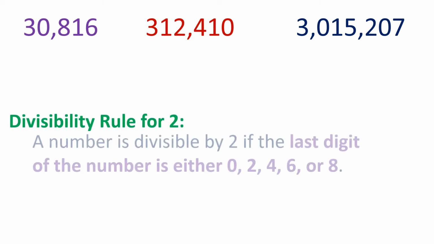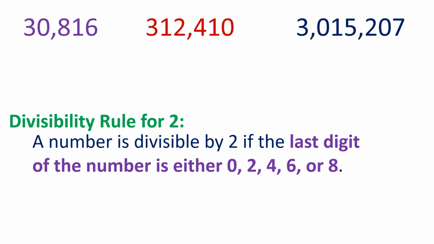Now let's say we have these numbers 30,816, 312,410, and 3,015,207, and we want to know if these numbers are divisible by 2. So what's the divisibility rule for 2? A number is divisible by 2 if the last digit of the number is either 0, 2, 4, 6, or 8.